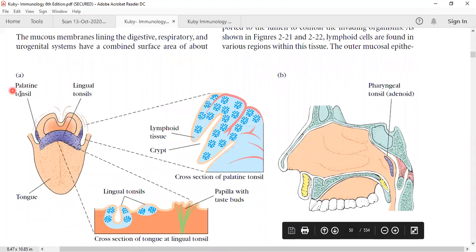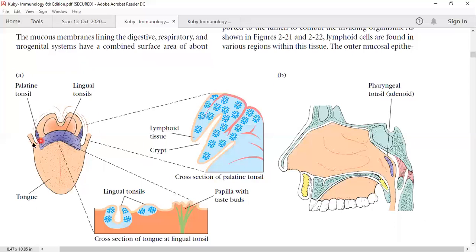So see this. These are called palatine tonsils, which are present on the two sides of our digestive tract, where it starts. Okay, so these are called palatine, and there is one present below the tongue, so this is called lingual tonsils. Then the other type is pharyngeal or nasopharyngeal tonsils, which is actually called adenoids, which is present just behind the neck region, right? Situated here.